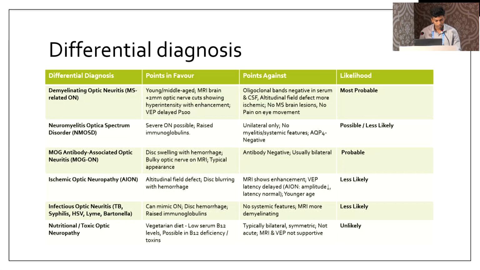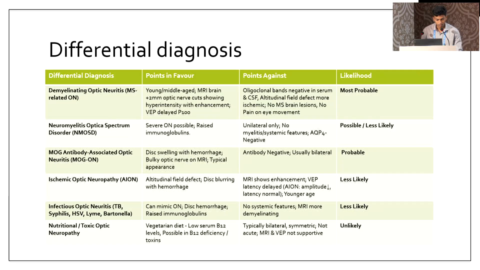So next comes neuromyelitis optica spectrum disorder. The points in favor were that severe optic neuritis was possible, and raised immunoglobulin levels. The points against were that it was only unilateral, there was no myelitis or systemic features, and aquaporin antibodies were negative. So it could be possible.